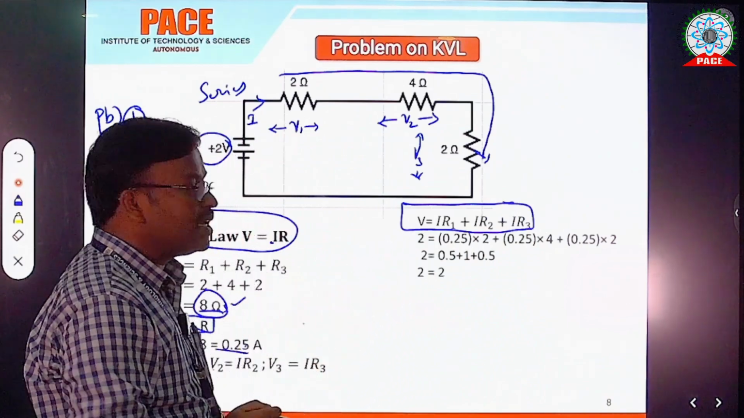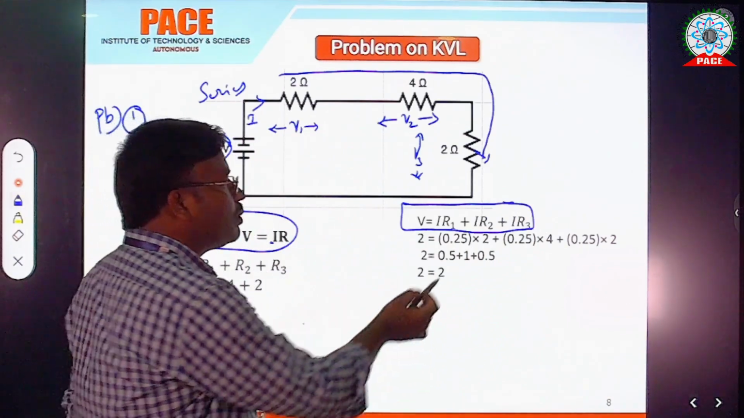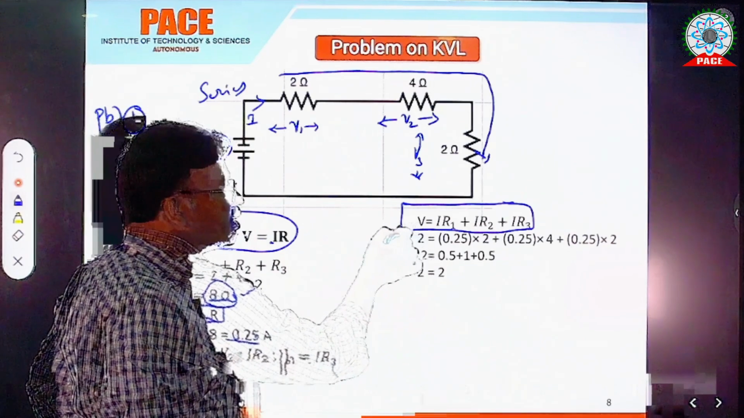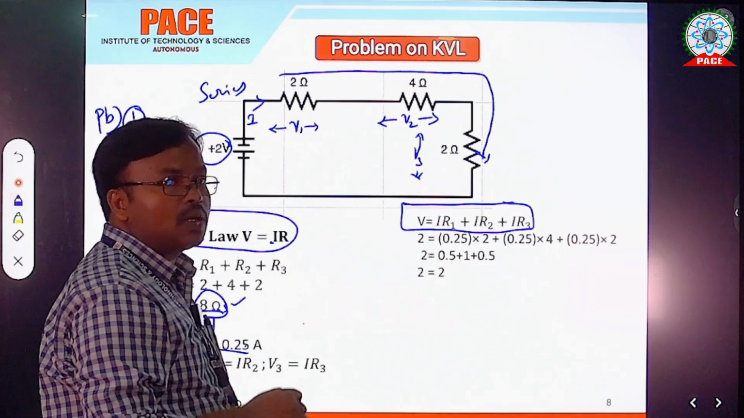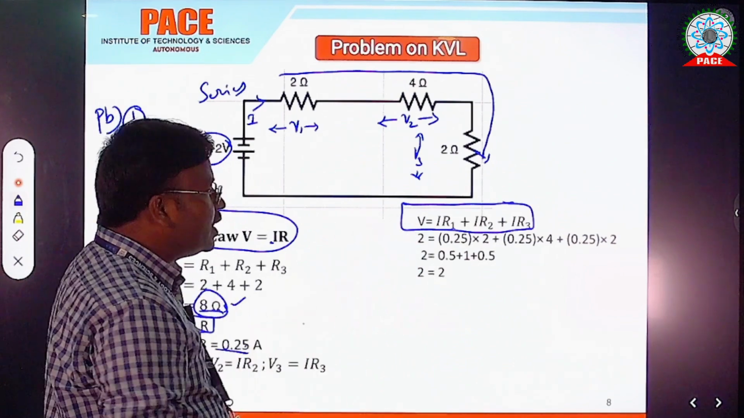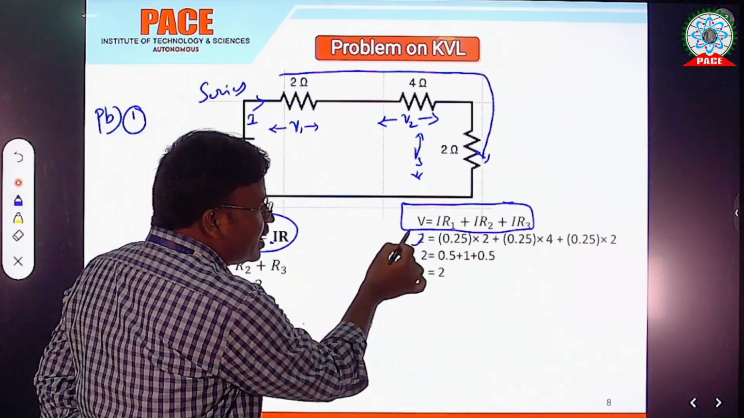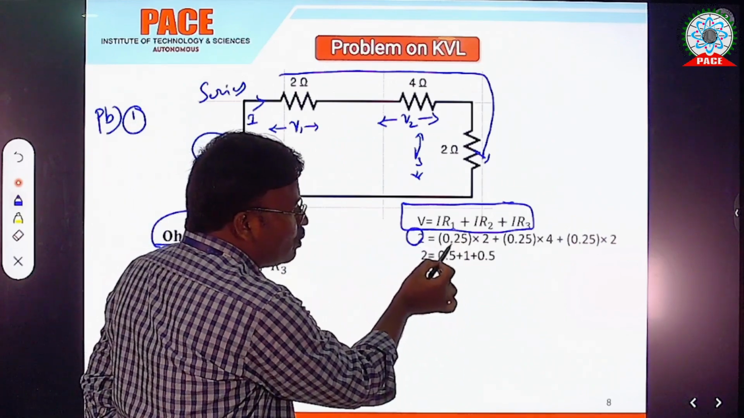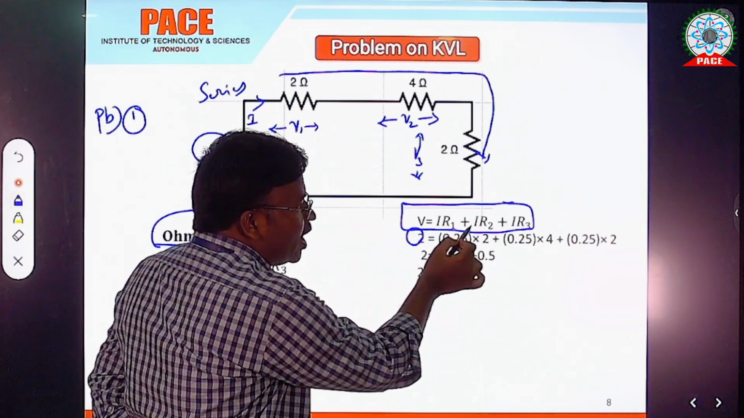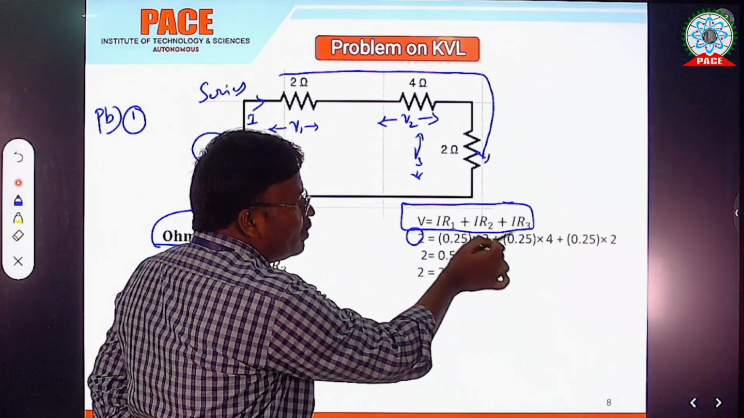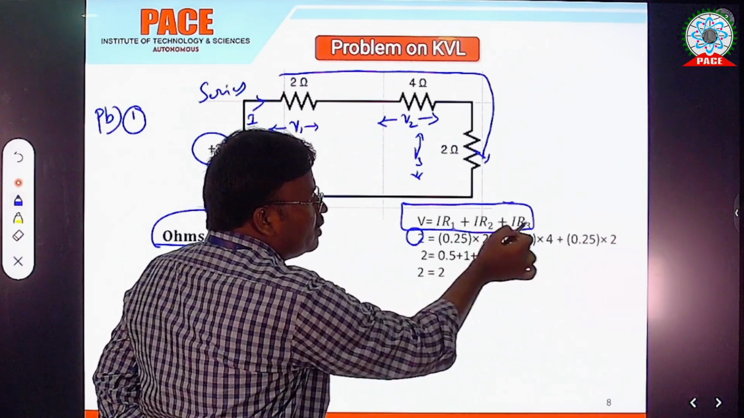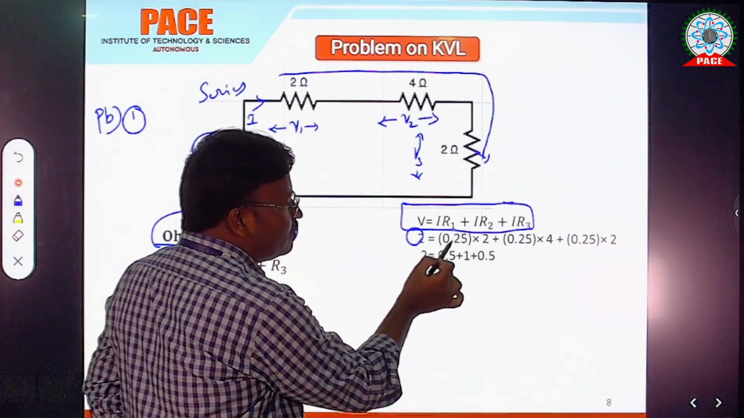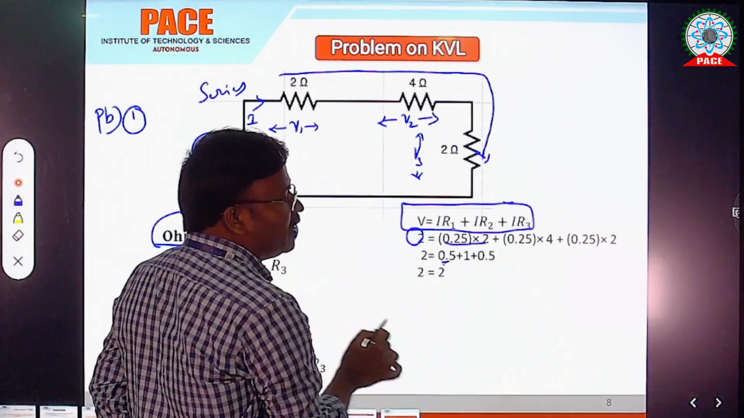Total potential rise equal to total potential drop. So here the applied voltage will be 2. The drop will be 0.25 into 2 plus 0.25 into 4 plus 0.25 into 2. If you multiply this, we will get 0.5. 0.25 into 4, we will get 1. 0.25 into 2, we will get 0.5.